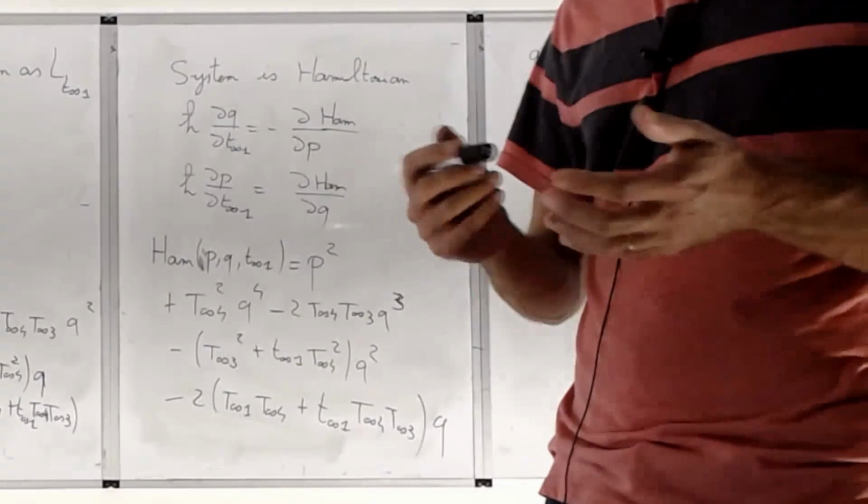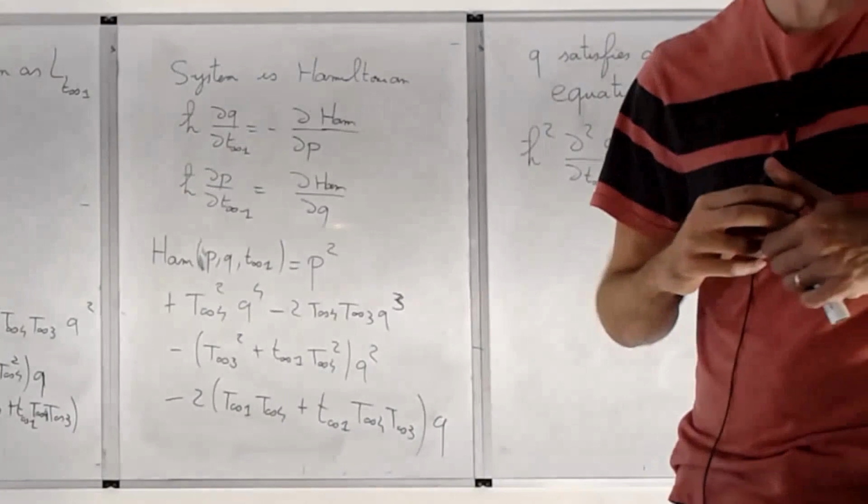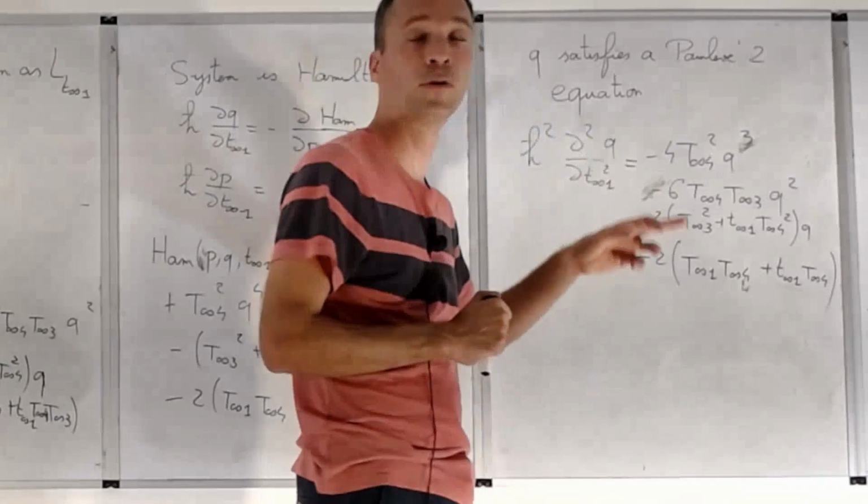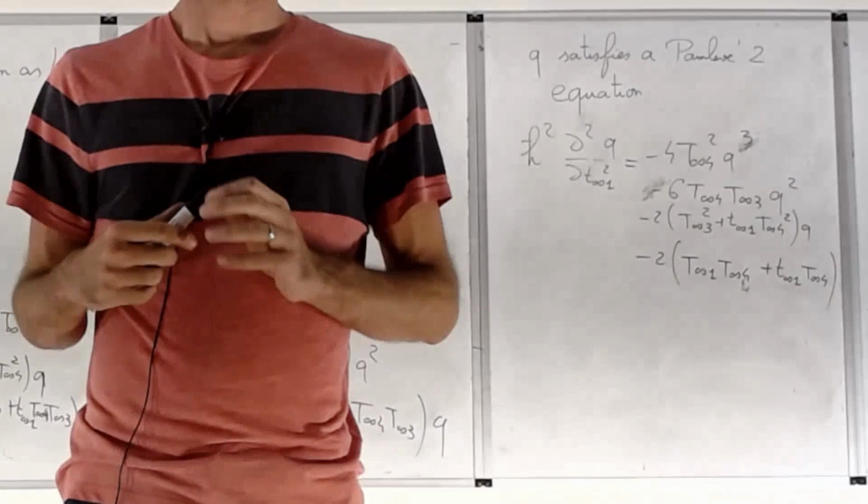This you can rescale all coefficients to put it in the usual form of the Painlevé-2 equation. Okay, so this is why we called it the Painlevé-2 example, because in the end the evolution for the Q coordinates is directly connected to a Painlevé-2 solution.